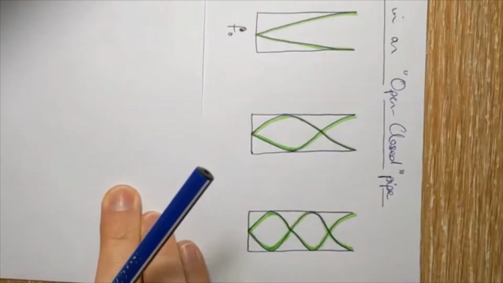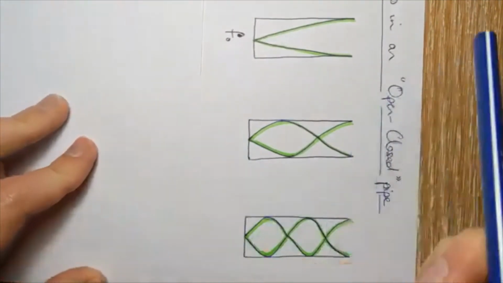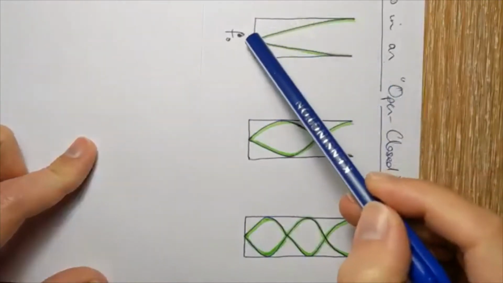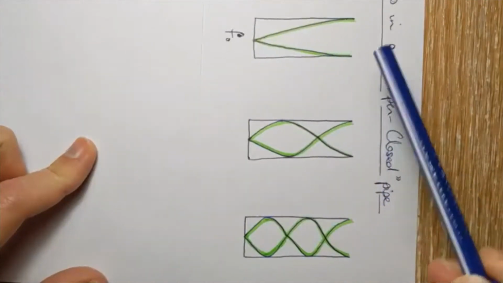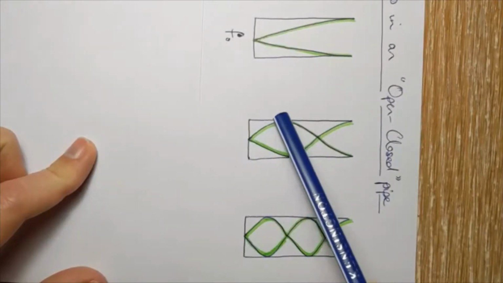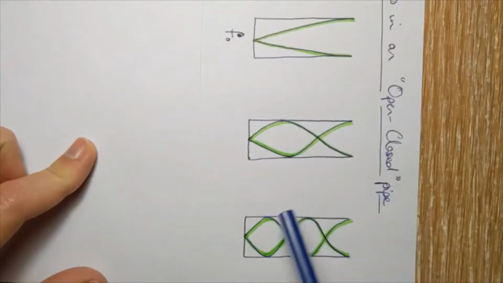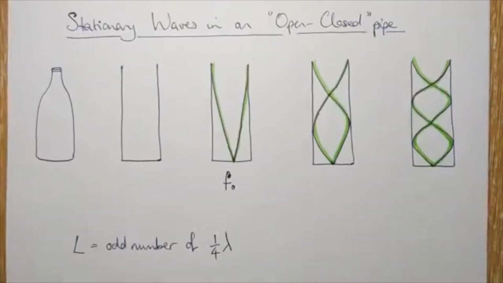And turning them on their side, we can see that this time we've got only a quarter of a wavelength in this one. And then here we've got 1, 2, 3 quarters, and here 1, 2, 3, 4, 5 quarters. So this time the rule is that you will get a stationary wave in the pipe if the length of the pipe is an odd number of quarter wavelengths.